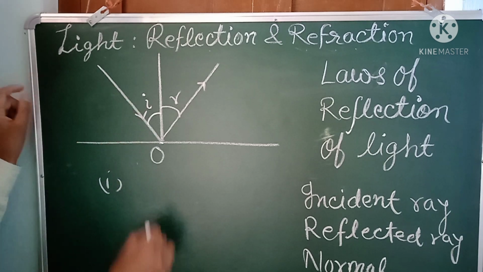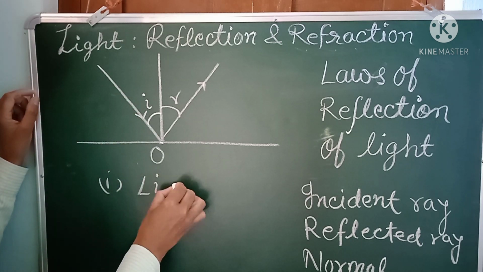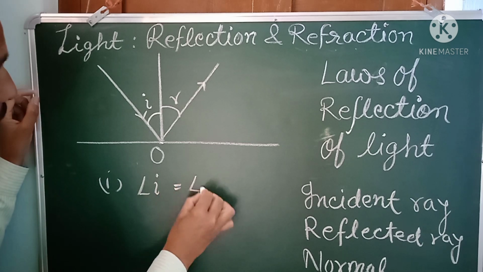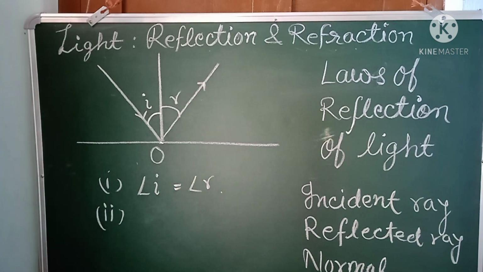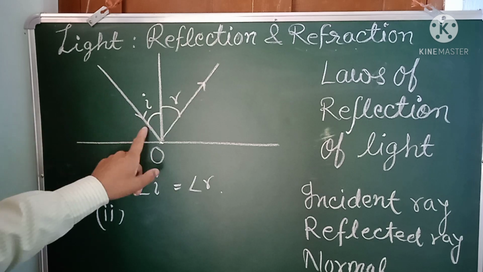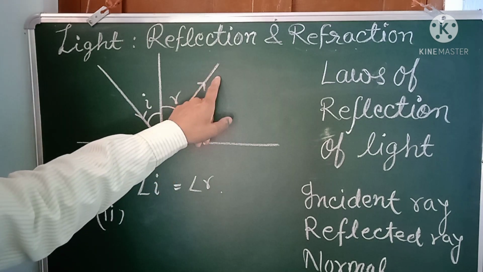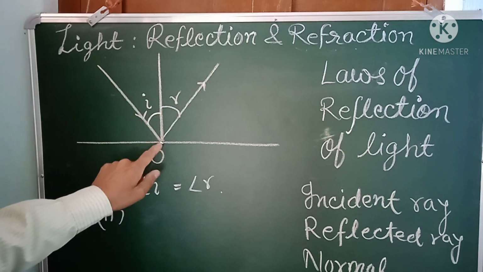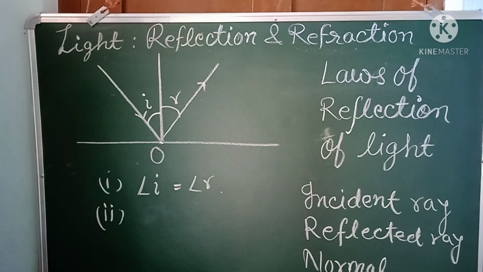Now the first law is that the angle of incidence is always equal to the angle of reflection. Second law: the incident ray, reflected ray and the normal to the mirror at the point of incidence all lie in the same plane. These are the two laws of reflection.